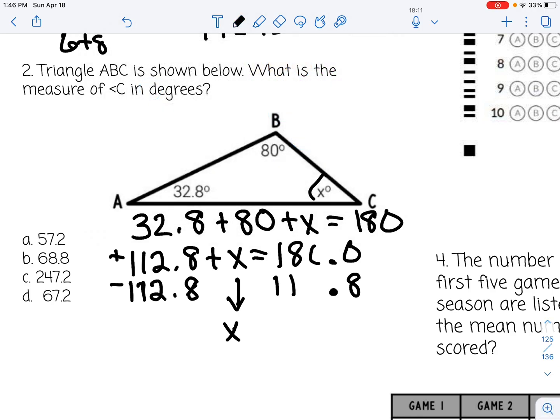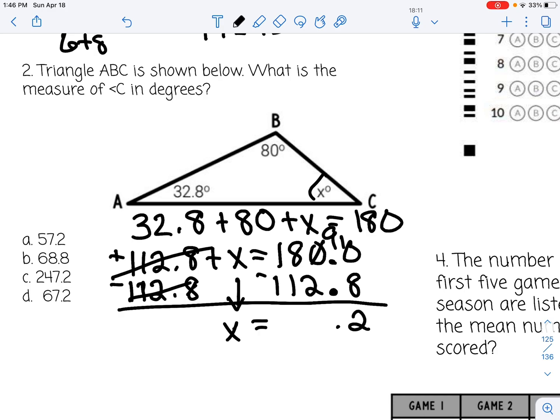We have 180 minus 112 and 8/10. These cancel out. 10 minus 8 is 2. 9, 7. Regroup. What did I do wrong here? X equals 67 and 2/10. Sorry. And there we go. There is your answer. You can also always check by adding all 3 of them together to make sure that you do get 180 degrees.